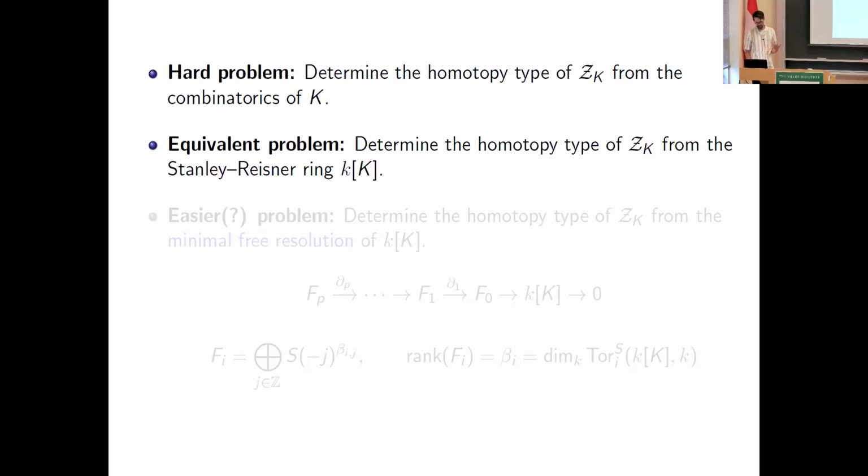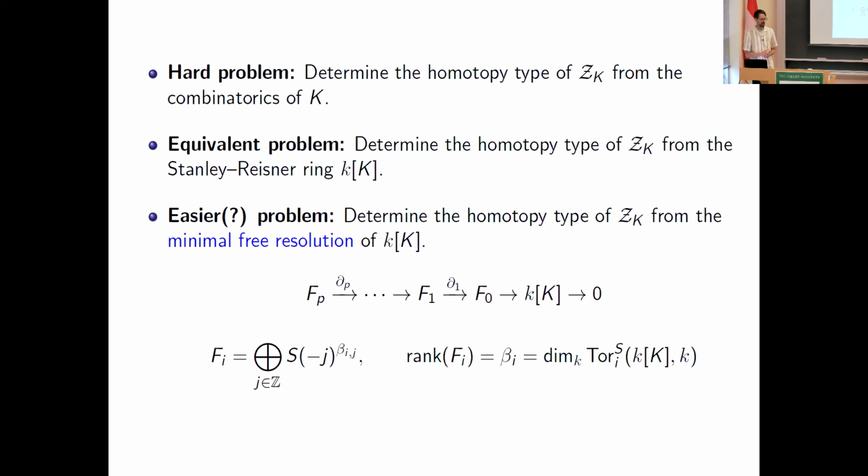And then what is, again, an equivalent problem, but I think of as a possibly easier problem, is to try to understand the homotopy type from the minimal free resolution of the Stanley-Reisner ring. So again, the Stanley-Reisner ring and its minimal free resolution determine one another. They're literally isomorphic in the derived category of S-modules, so in that sense, these are equivalent questions. But the minimal free resolution is, of course, just more to look at than a simplicial complex.